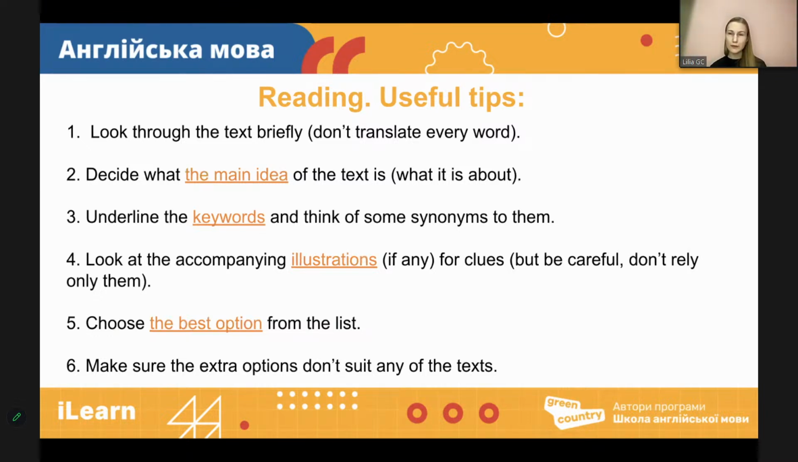Then you can look at the illustrations. They may be helpful sometimes, but not always. And don't rely only on the pictures because they might be confusing on purpose, really. Then you choose the best option from the list. And then after you answered all of it, you make sure that you don't have any ambiguous, like dvoyaki options. Like the only option that you chose fits the picture. Okay.